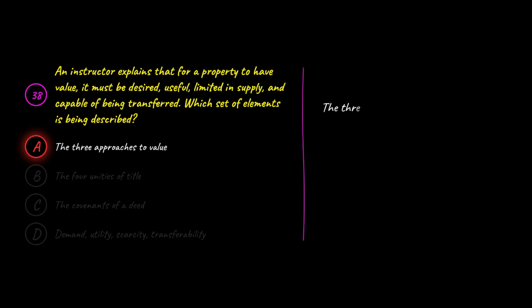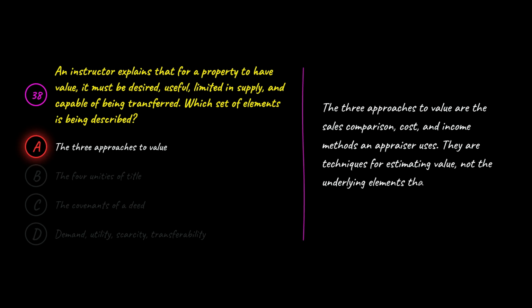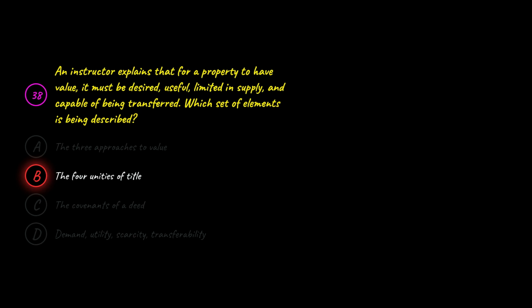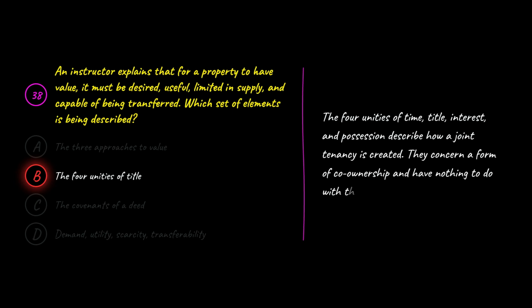A is wrong because the three approaches to value are the sales comparison, cost, and income methods an appraiser uses. They are techniques for estimating value, not the underlying elements that cause a property to have value at all. B is wrong because the four unities of time, title, interest, and possession describe how a joint tenancy is created. They concern a form of co-ownership and have nothing to do with the forces that give a property value.